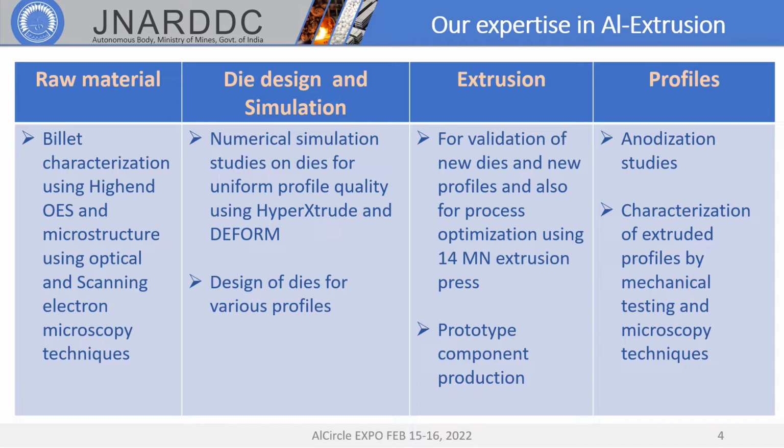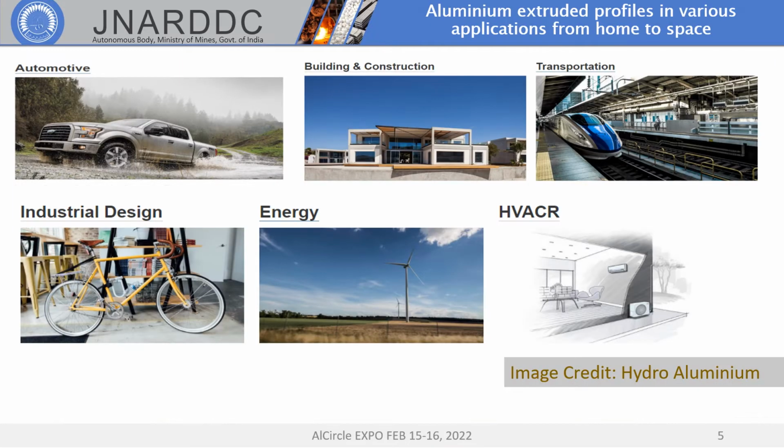Extrusion, we carry out extrusion for validation of new dies, new profiles and also for process optimization using our 14mm extrusion press. And also we do anodization studies on various profiles and also characterization of extruded profiles by mechanical testing and microscopy techniques. There are various kinds of aluminum extrusions used for different applications from home to space.